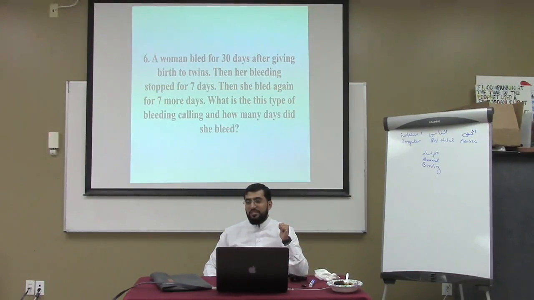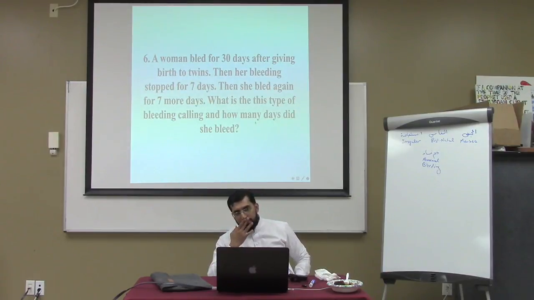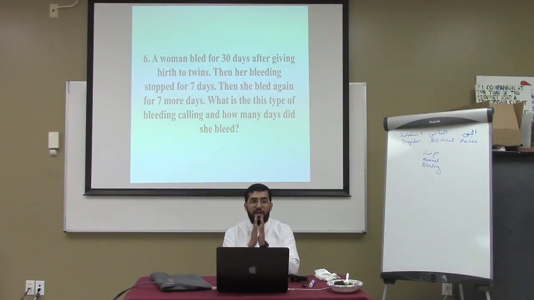What is this type of bleeding called? Postnatal. How many days did she bleed, or how many days is her bleeding considered valid? She bled for 33 days out of the 40 days. Remember we said postnatal bleeding is for a maximum of 40 days, so we cross out the extra 4 because they're irregular.